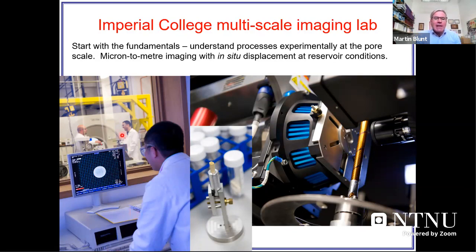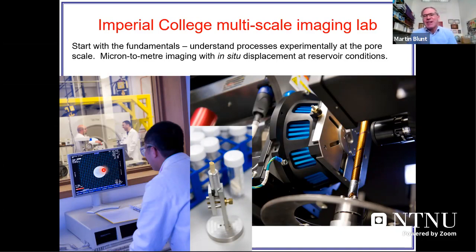If you look here, this is a medical CT scanner, as you might see in a hospital. We use it to use X-rays to look inside rock samples that obviously can be up to a metre or so long and several centimetres in diameter. That's great, it enables us to see average saturations.